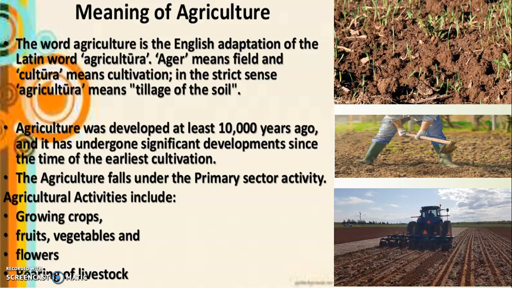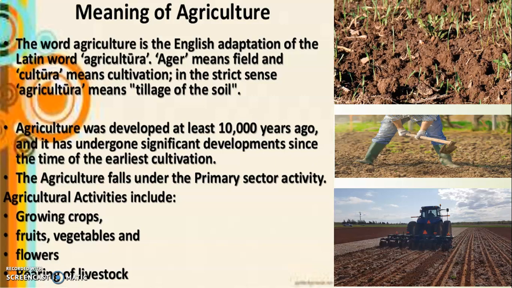So this is related with agriculture. Now, what is agriculture? So, this is the meaning of agriculture. The word agriculture is the English adaptation of the Latin word agricultura. Agra or agro means field, okay, field, and cultura means cultivation. So, a field which is cultivated.